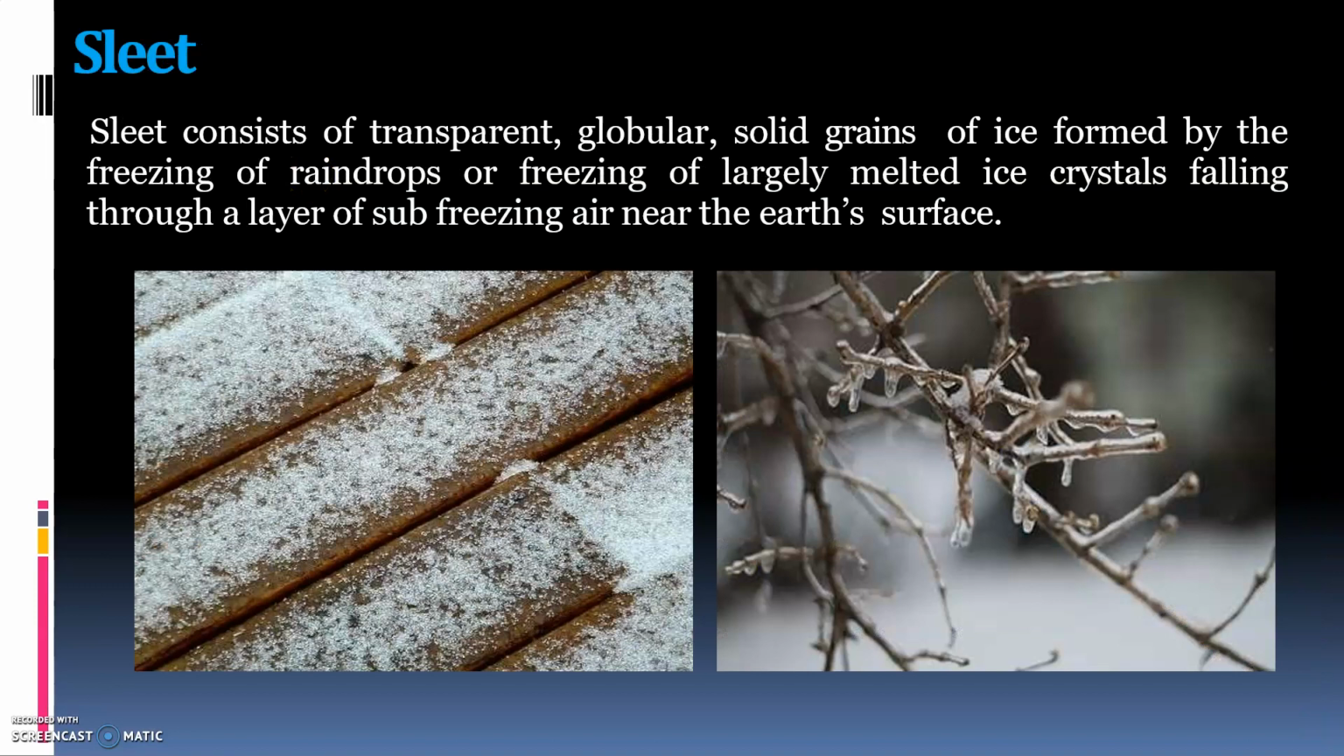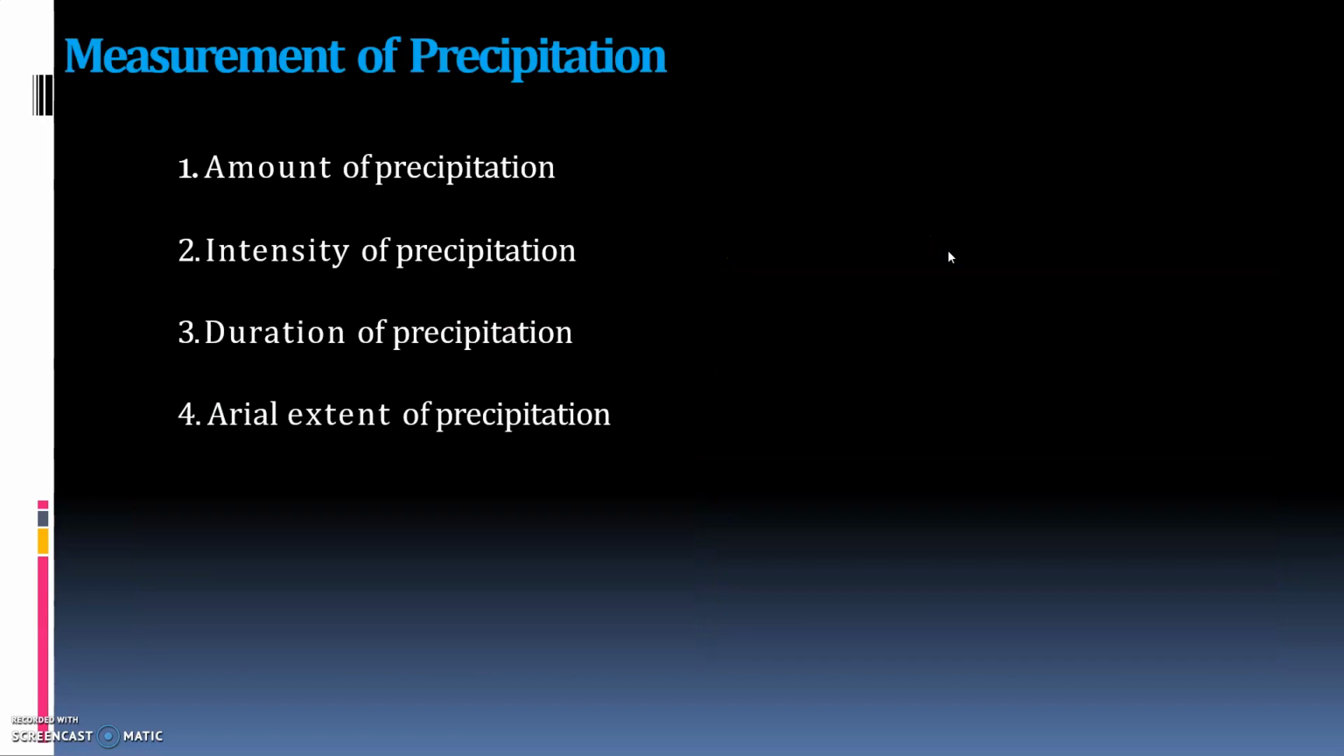Sleet consists of transparent, globular, solid grains of ice formed by the freezing of raindrops or freezing of largely melted ice crystals falling through a layer of sub-freezing air near the Earth's surface.